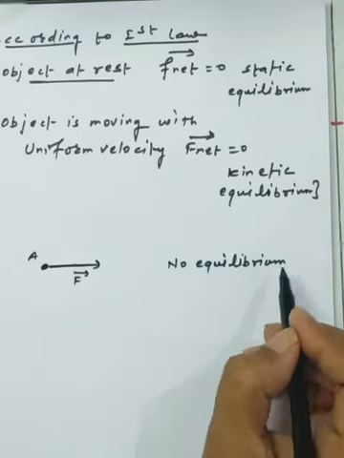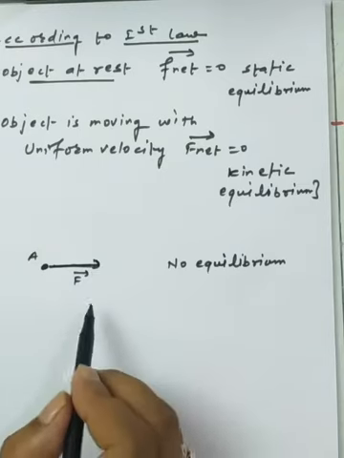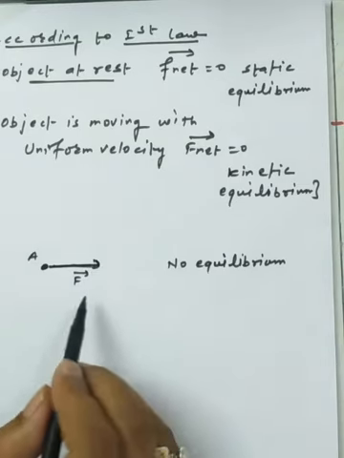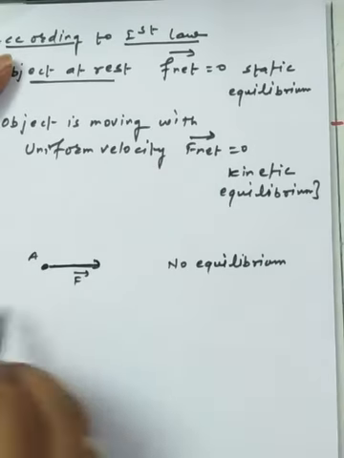And how can we say it? Because the particle will move in a particular direction under the action of the force, so the resultant force is acting on the right hand side. So this is the condition of no equilibrium we have.